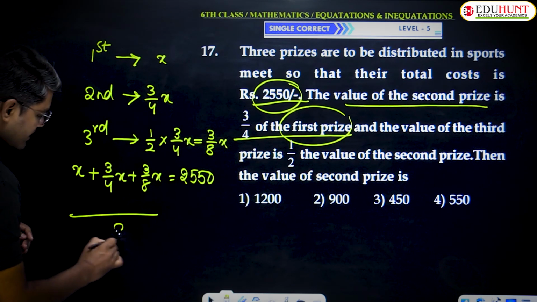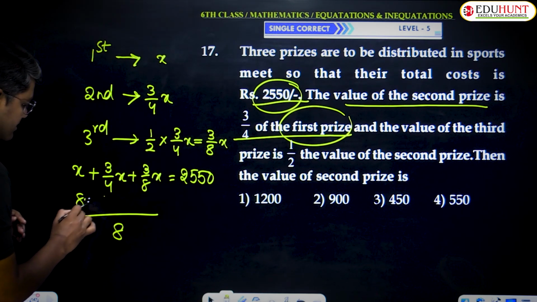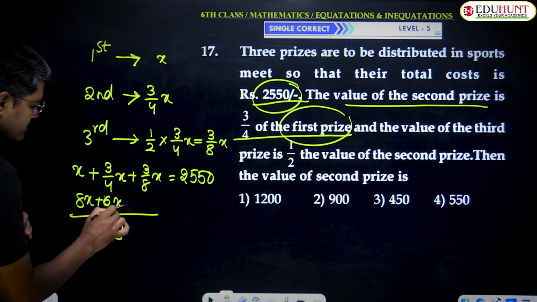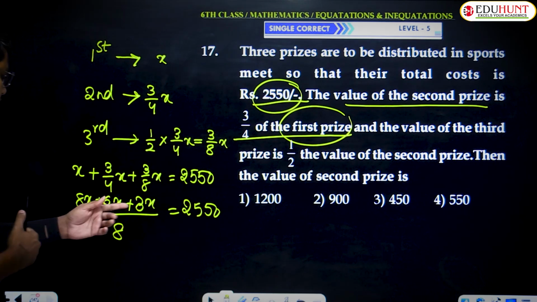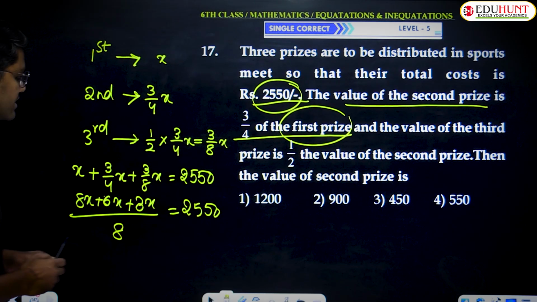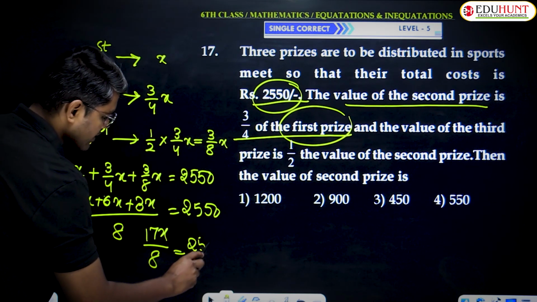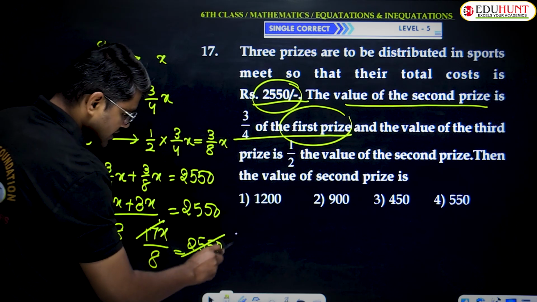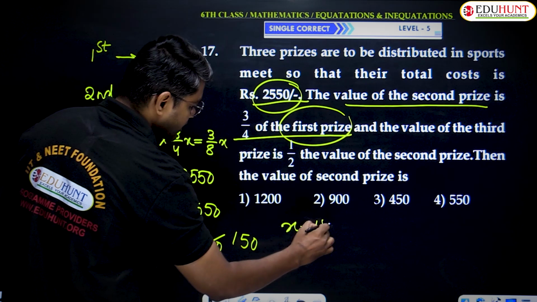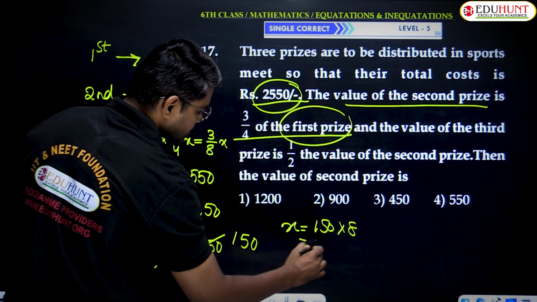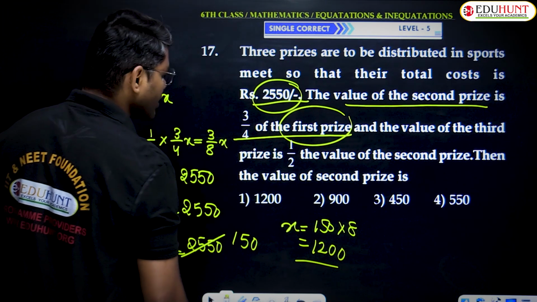Now, take the LCM. 8 is the LCM because the bigger denominator is 8. So, this is 8x plus 2 3's 6x plus 3x equal to 2550. This is 8 plus 6, 14, 14 plus 3, 17. 17x by 8 is equal to 2550. 17 ones are 17, 17 150s. So, x is equal to 150 into 8. So, 15 into 8 is 120, and a 0. 1200 is the answer.